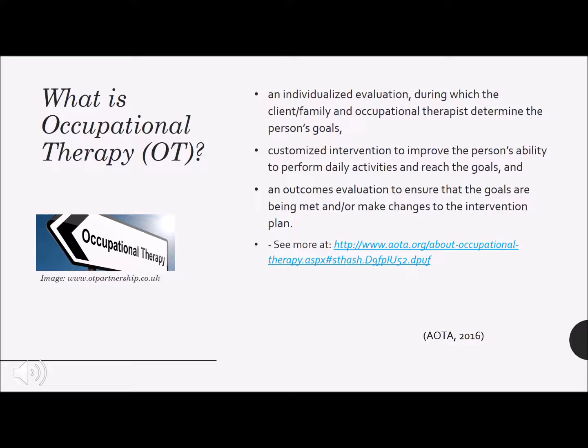And that's huge. And we use goals, you set goals and you achieve goals to hopefully achieve an overall goal of whatever occupation or activity your client wants to achieve.